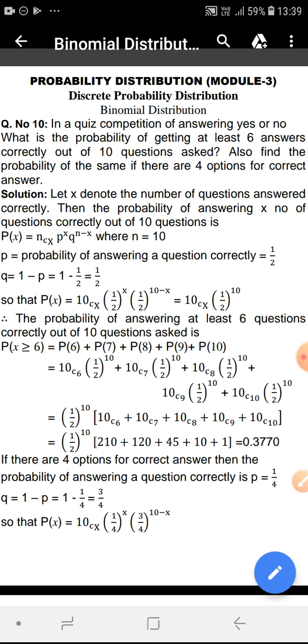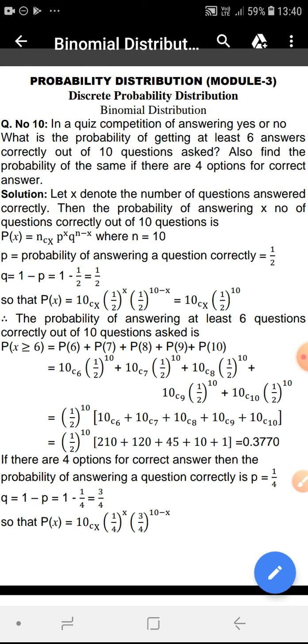Then the probability of answering X number of questions correctly out of 10 questions asked is given by P(x) = nCx p^x q^(n-x). Here n is equal to 10. p means the probability that a question is answered correctly, since x denotes the number of questions answered correctly.